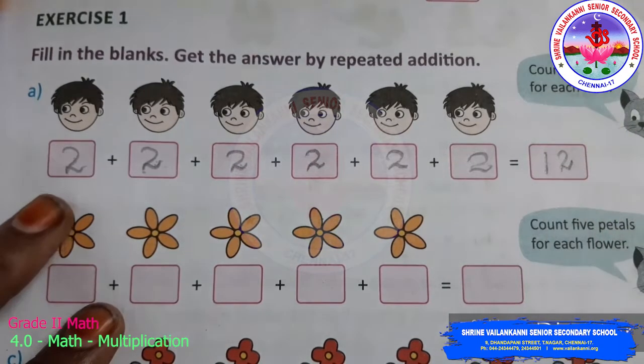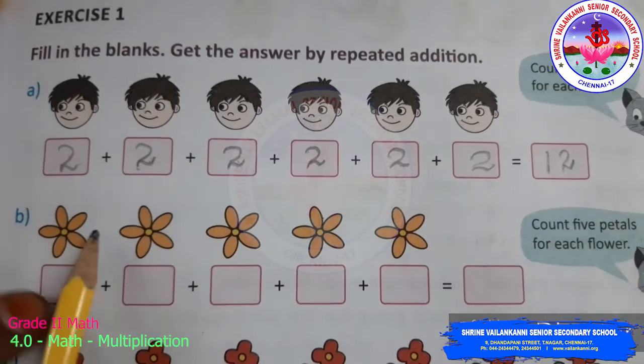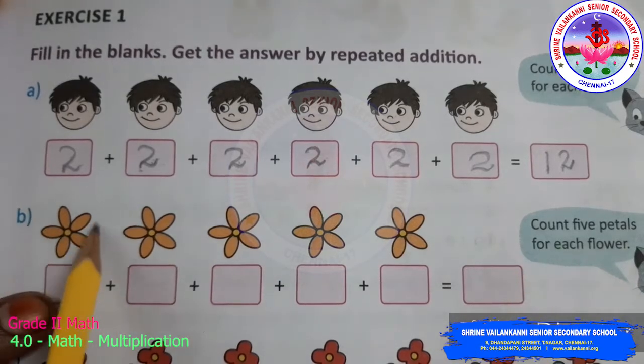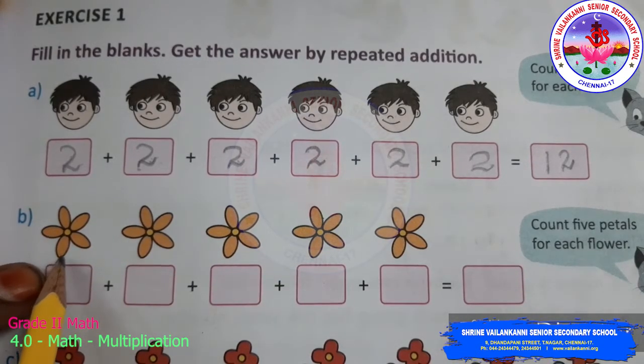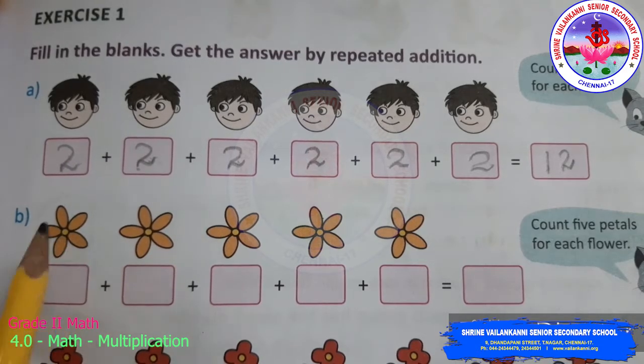In the table, 2 sixes are 12. Okay, now the next one. Count 5 petals for each group. In this flower, this is the group. The flower is the group and the petal is the number of things in that group.